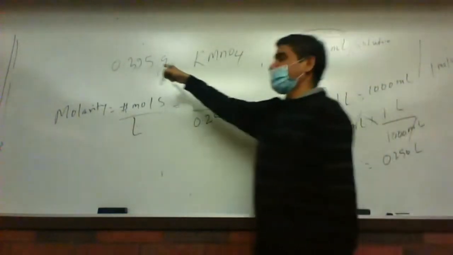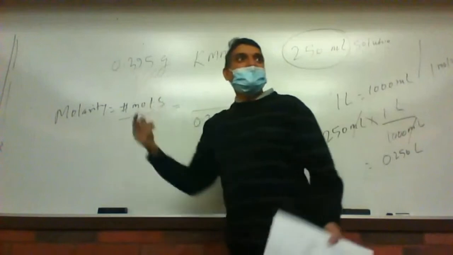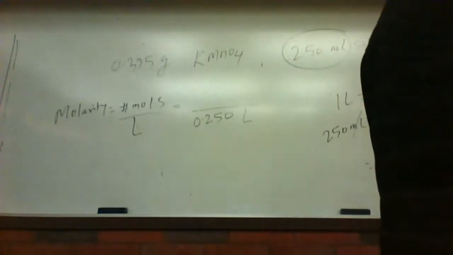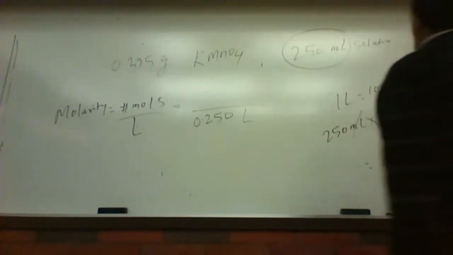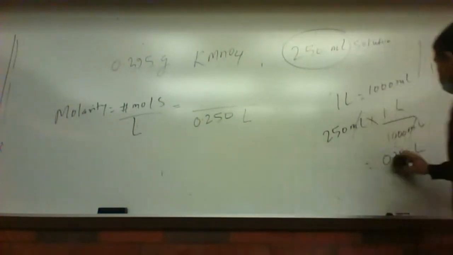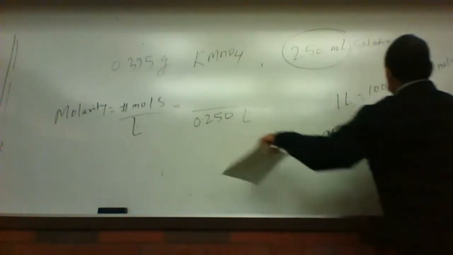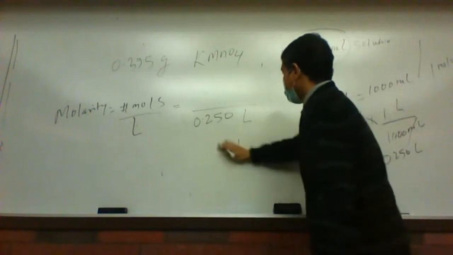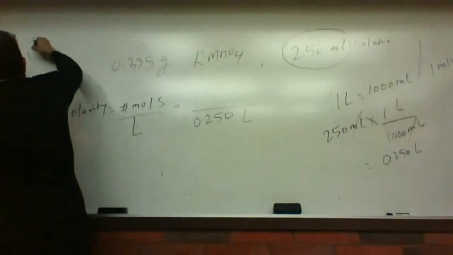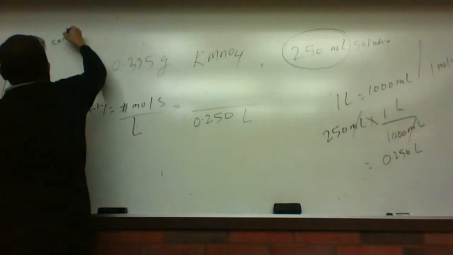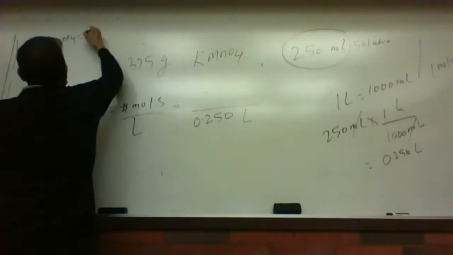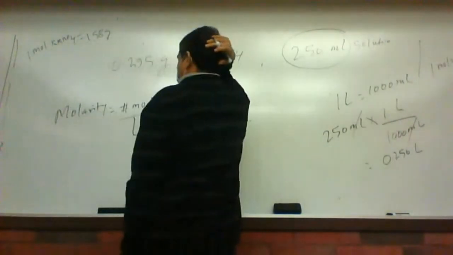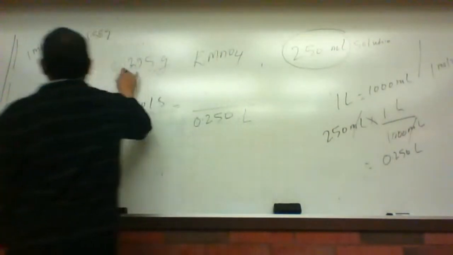Now I need to convert this gram to moles, right? The molar mass of potassium permanganate is given. 1 mole of potassium permanganate is equal to 158 gram. They are writing 158.034, I just write 158 there. So this is the gram here.